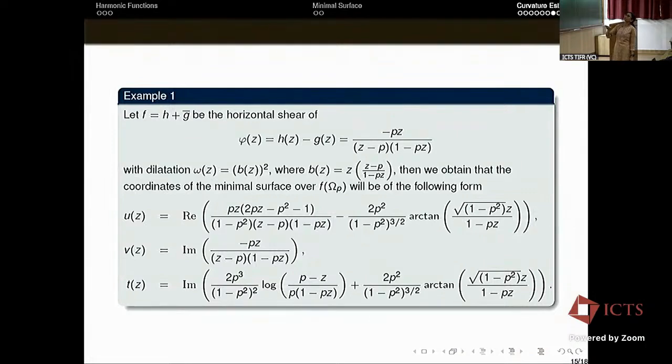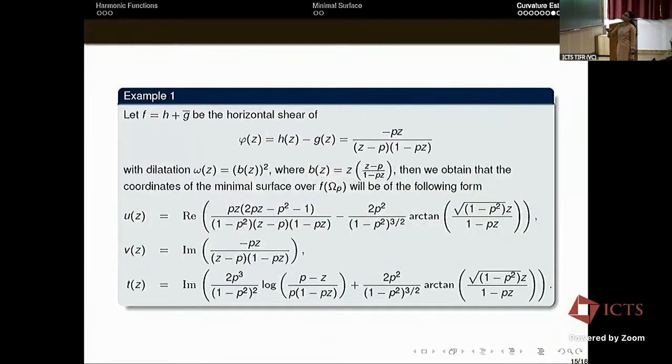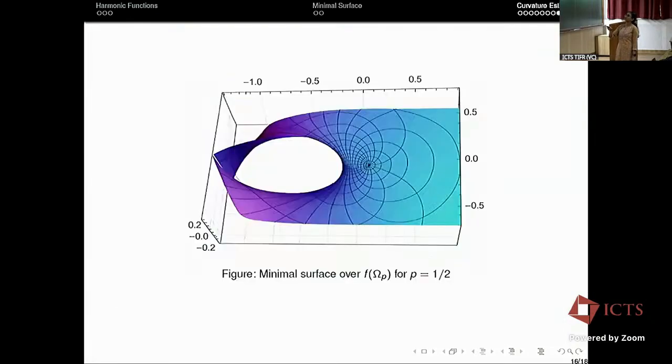So here we consider that the harmonic function F is the horizontal shear of this function with dilatation omega equal to b z squared for b equal to this. Then using these formulas, we obtain the coordinates of the minimal surface to be this u, v, and t. And in particular, for p equal to half, the surface will look like this.